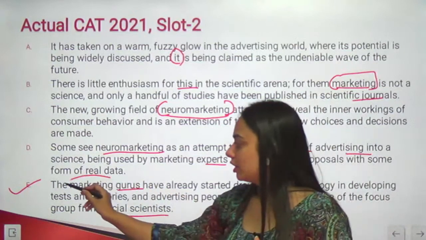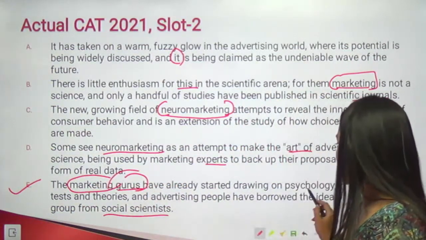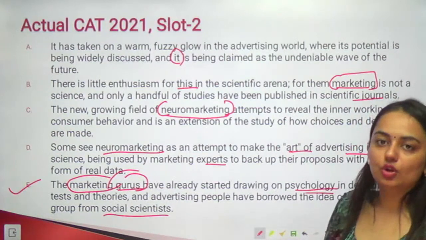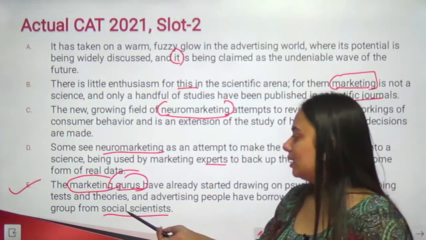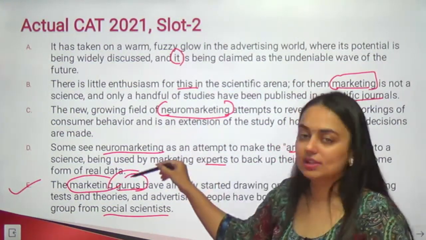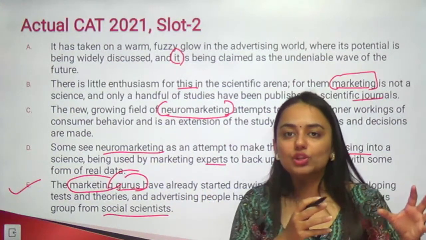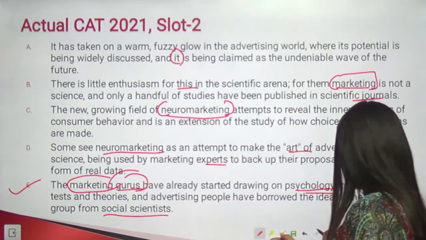Yes, they were also talking about marketing. Yes, they mentioned the marketing gurus also. Yes, they did talk about drawing on psychology also. It was fine up until here. But how did they say the focus group from social scientists? We haven't discussed social scientists anywhere here. Neuroscience is different from social studies. So this is the odd one out.